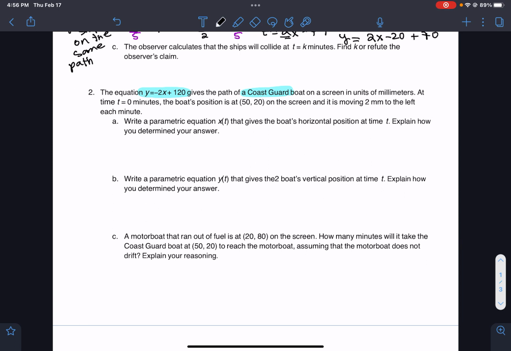So if I was going to make an equation for this situation, the first thing I would ask myself is, when t equals 0 minutes, and I'm talking about horizontal position, what is my x value at 0 minutes? Well, the question says I start at 50, 20, so I know my x value has to be 50. So how am I changing my x values? Well, x equals 50, and then every time I'm going to subtract 2.